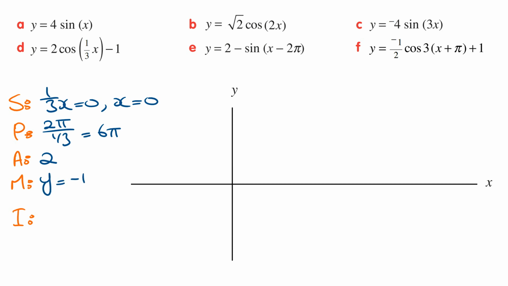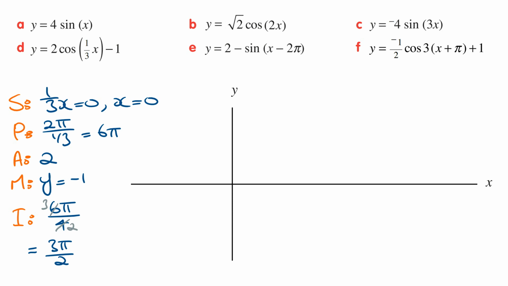And for the interval, we need to divide the period by 4. And so 6 pi, which is the period, divided by 4. If we simplify this, 2 goes into this 3 times and into this 2 times. And so the intervals are going to be 3 pi on 2 units apart.